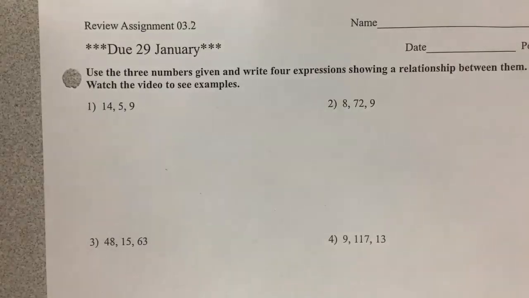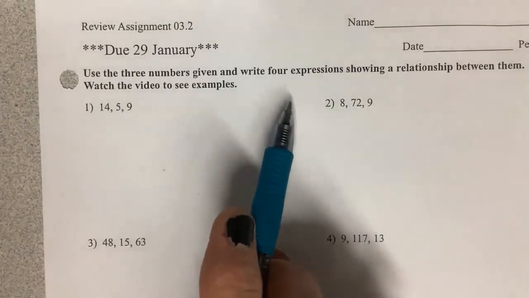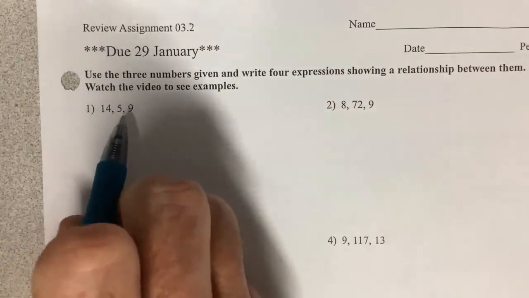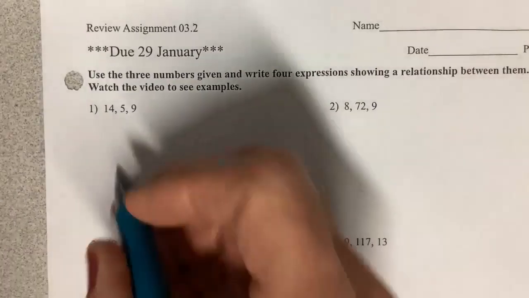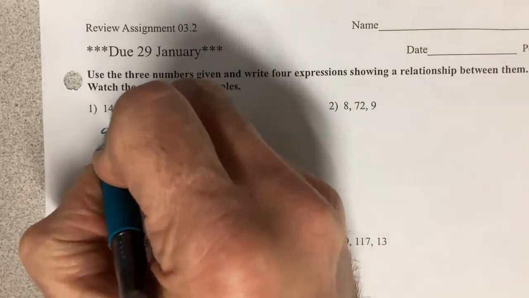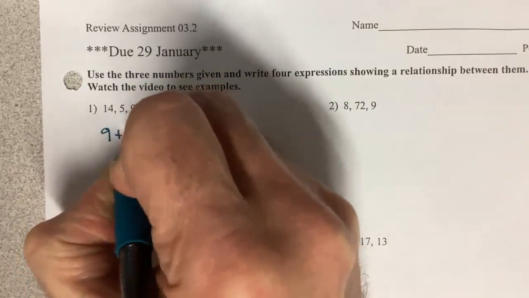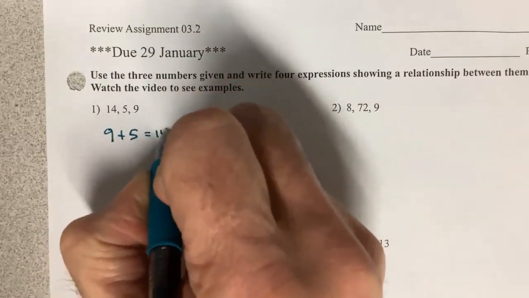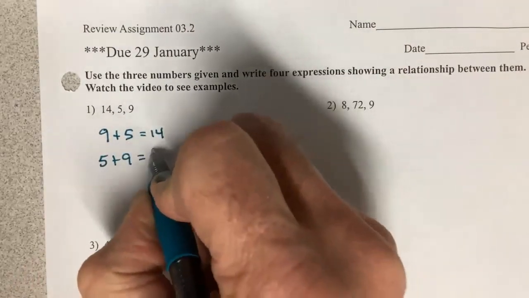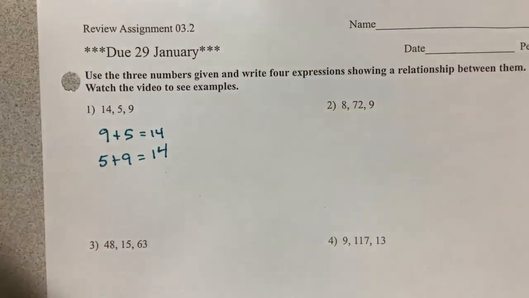All right, we are going to use three numbers and write four expressions showing a relationship between these numbers. So here we go. I have a 14, a 5, and a 9, and this first one is very straightforward. 9 and 5 is obviously 14, so we'll just start there. 9 plus 5 is 14, which means that 5 plus 9 is also 14.